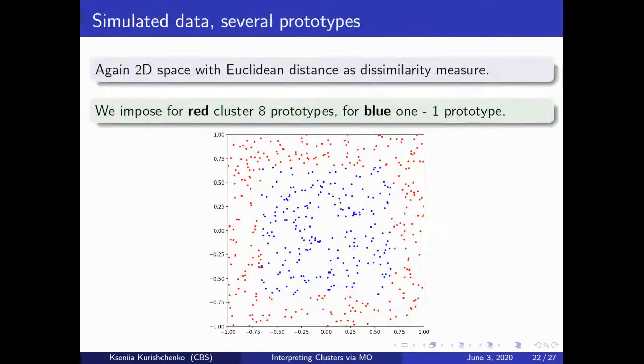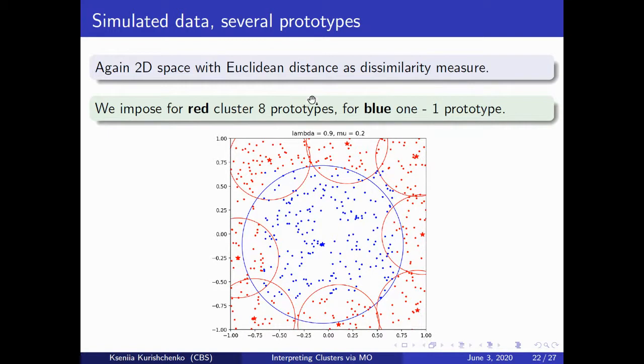Okay. Also, I told you that we can extend our model for more prototypes per cluster. And look at this picture. If we would like to cover, for example, the blue cluster, of course, we can easily do it with one prototype and one circle. But for the red cluster, which is our border, we can't do this easily. So we need to extend our model for that red cluster. And let's see what we get. Voila. So we're importing 8 prototypes for the red one and 1 prototype for the blue one.